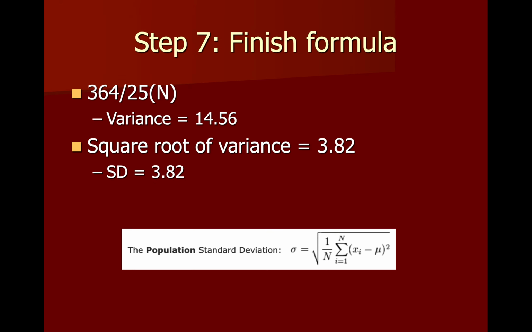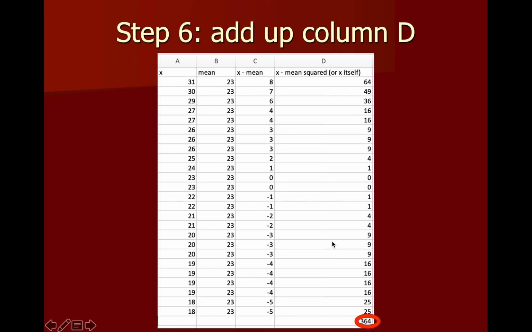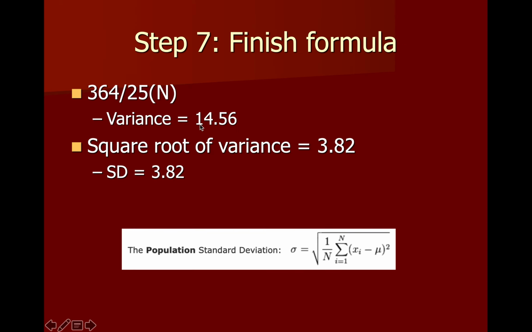And then step 7, we're finishing the formula. I don't really like talking in formulas. I don't think it's super helpful. I like talking in steps. But what we have been doing is a formula. So now we're just going to finish it up. So we're doing the 364, which was the number that we calculated up here, divided by the N, which was 25 adults. And that gives us the variance. And our variance is 14.56.